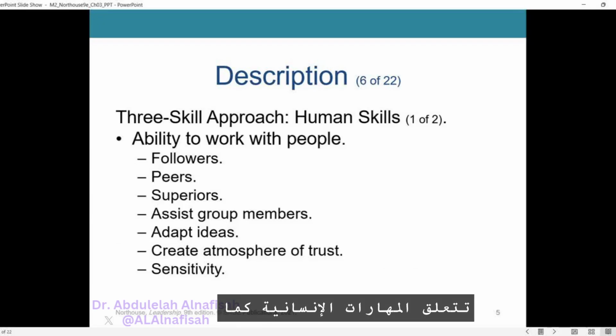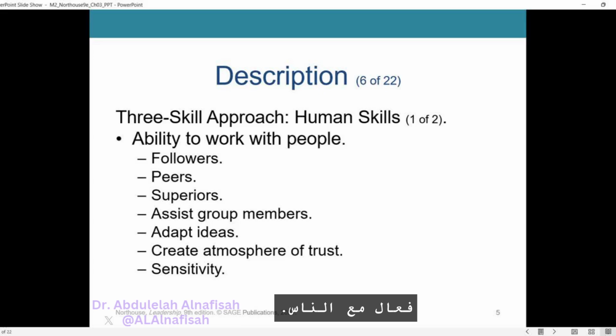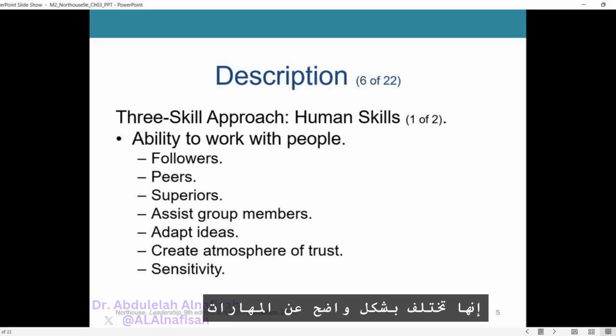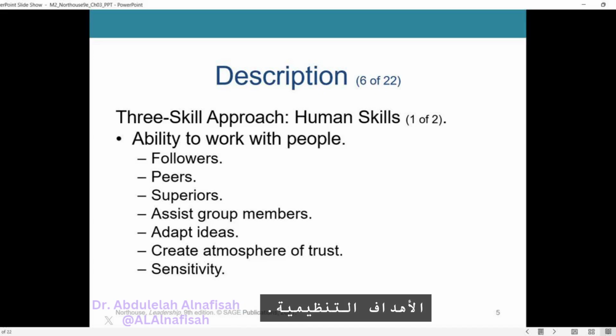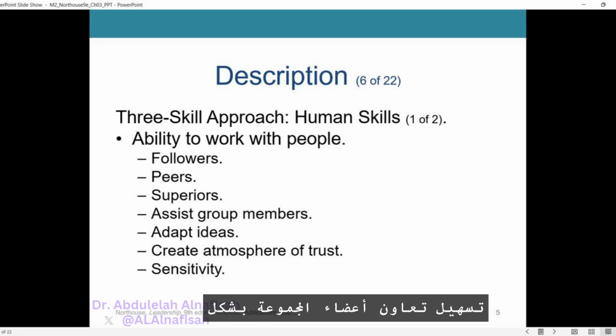Human skills, as outlined by Katz, 1955, pertain to knowledge and the ability to collaborate effectively with people. They distinctly differ from technical skills, which are related to working with objects or systems. Human skills are commonly referred to as people skills and encompass the capabilities that enable a leader to interact successfully with subordinates, colleagues, and superiors to achieve organizational objectives. These skills empower a leader to facilitate group members in collaborating harmoniously towards shared goals.